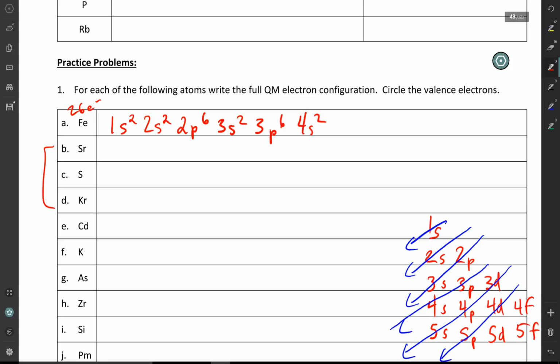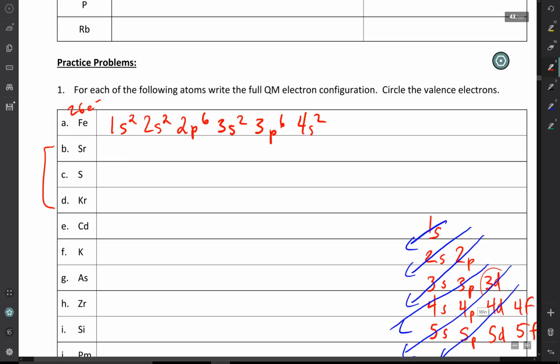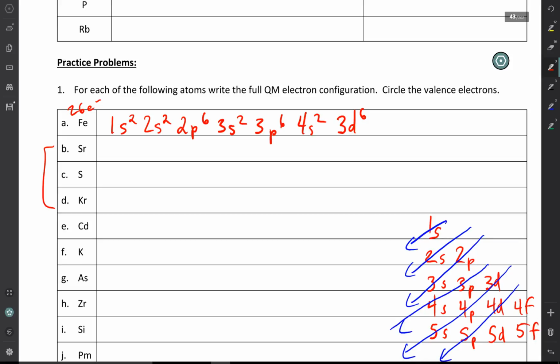And then from the 4s, the next one I get is to the 3d. And I've got 20 electrons accounted for, so I know I only need 6 in the 3d sublevel. Go ahead, pause the video. I'm going to go through the practice problems too, but see what you can do. Try to write these full quantum mechanical electron configurations.